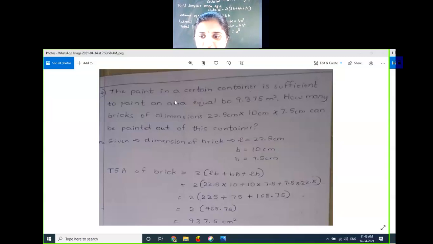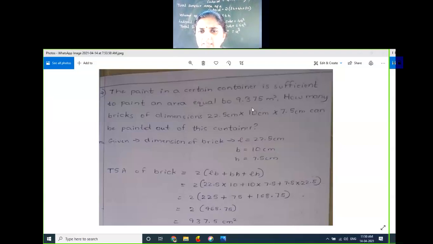Now we have the paint container, and in that we can paint this much area. Then we have bricks of this dimension. Using this container, how many bricks can we paint of this measurement? So what do we have to find here? We have to find the total surface area of the brick. The complete brick we have to paint. So first we find the total surface area of the brick.